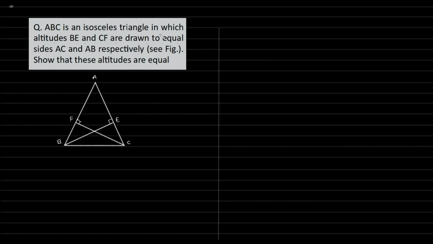ABC is an isosceles triangle in which altitudes BE and CF are drawn to equal sides AC and AB respectively. Show that these altitudes are equal. Again, try to figure out what you need to prove and what is given. Okay, so that's the first step.